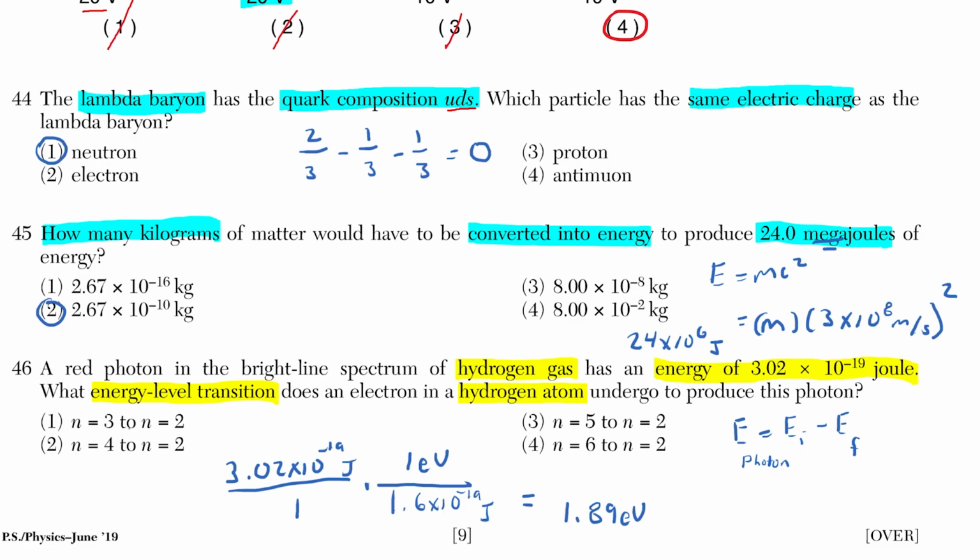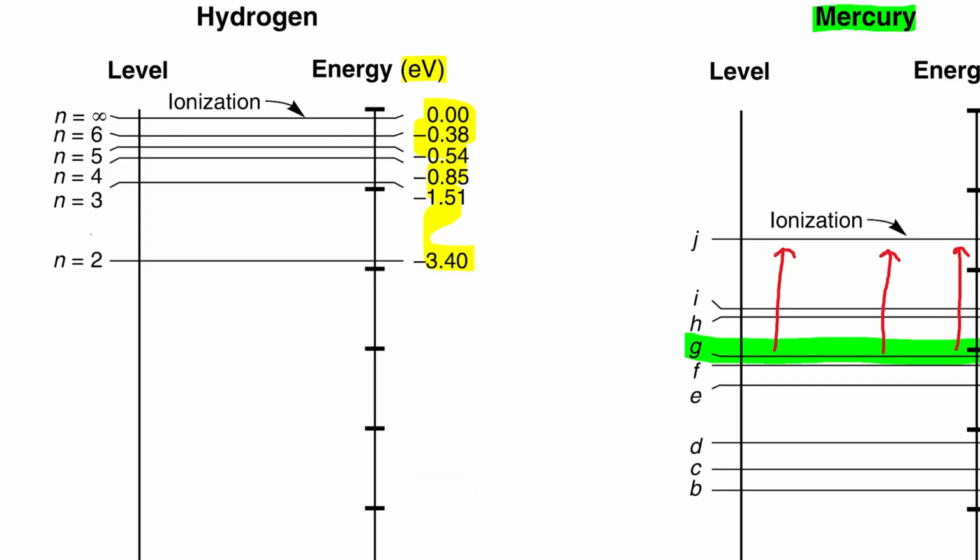So let's do it. Let's go from 3 to 2. So if I go from n equals 3 to n equals 2, this is going to be negative 1.51 minus negative 3.4. And these are all in electron volts. And this will equal the energy of a photon. In this transition, I end up with, well, by golly, 1.89 electron volts. Hey, number 1 is our choice.